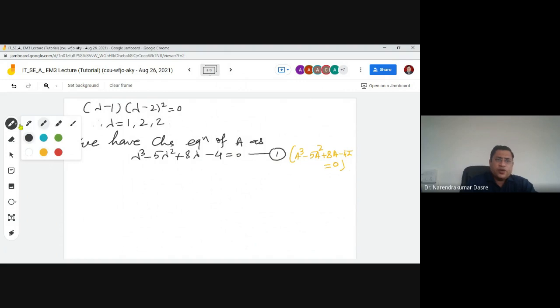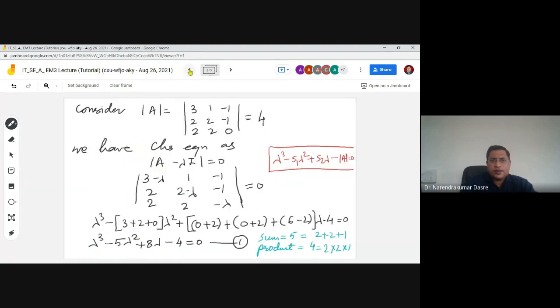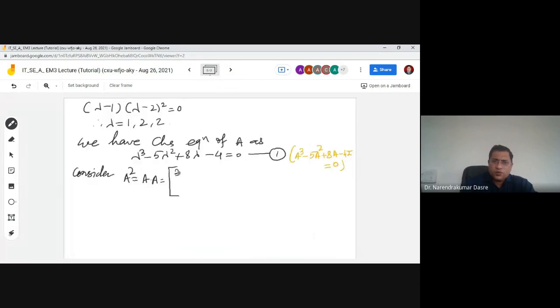Now if I want to prove this one, then I should know what is A square, what is A cube. That's why we have to calculate first what is A square. So we can have A square is equal to A into A. So let us calculate this A square. So we have the matrix 3, 1, minus 1, 2, 2, minus 1, and 2, 2, 0, into another matrix which is same: 3, 1, minus 1, 2, 2, minus 1, and 2, 2, 0.